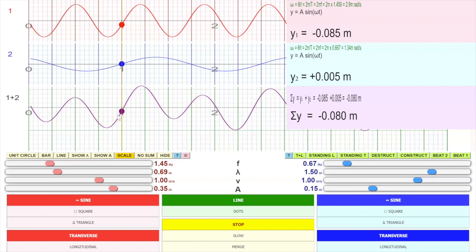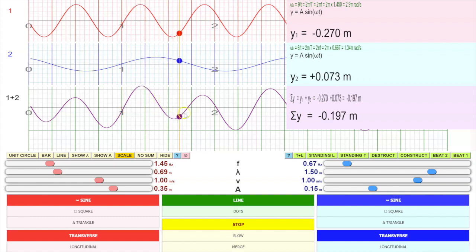So we can take a look. Y1, or the amplitude at wave 1, is negative 0.085 meters, and the amplitude at wave 2 is positive 0.005 meters. If we were to add those two values together, we would get negative 0.08 meters, which is what you see for our wave sum below.